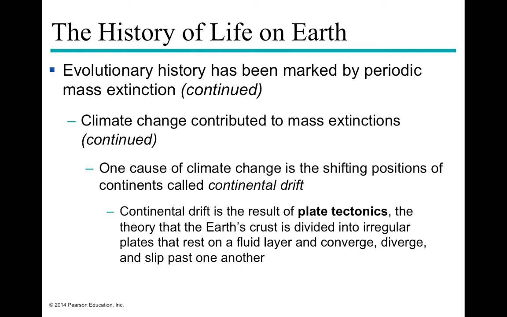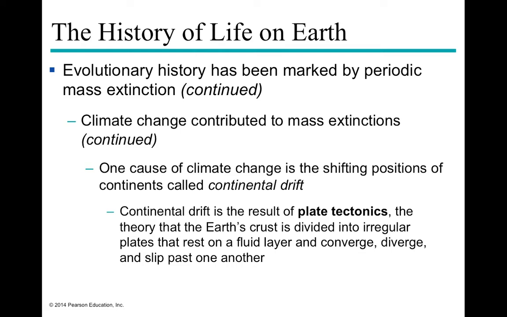Another cause of species extinction, or climate change that causes species extinction, is continental drift. Now, continental drift is the result of something called plate tectonics. You may know that all of the continents on the planet lay on certain plates on the Earth, and the Earth's crust is divided into these irregular plates.